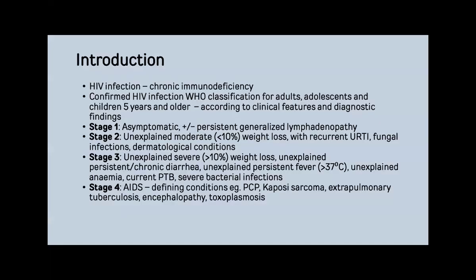As already mentioned, HIV is a chronic immunodeficiency disease. In confirmed infection, the World Health Organization classification for adults and adolescents and children over the age of 5 is according to clinical features and diagnostic findings. The clinical features that classify HIV are as follows. Stage 1 of the disease is asymptomatic. Patients may or may not also have accompanying persistent generalized lymphadenopathy, which is painless in 2 or more sites, excluding the inguinal areas, with no known cause persisting for 3 months.